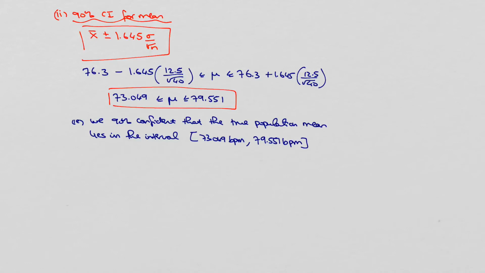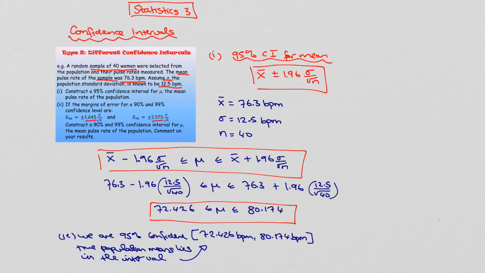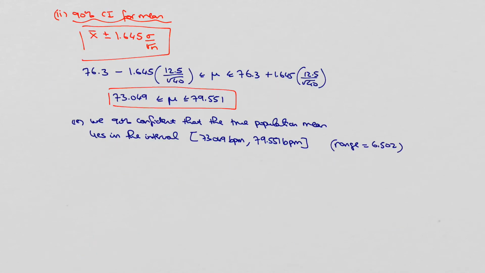So we can see what we have here is a narrower range. If I subtract those two numbers from each other, I can see the range is 6.502. If I go back to the 95% confidence interval, the range of the interval was 7.748. So we've got a narrower range, but we're also less confident because it's 90% confident as opposed to 95% confident. So what happens then if we look at a 99% confidence interval?